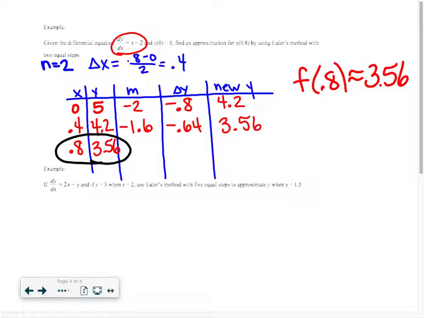Let's also do this. If we were to just write the tangent line equation, we would write y minus 5 equals negative 2 times x minus 0. What if we plug 0.8 into this? Can somebody calculate that for me?